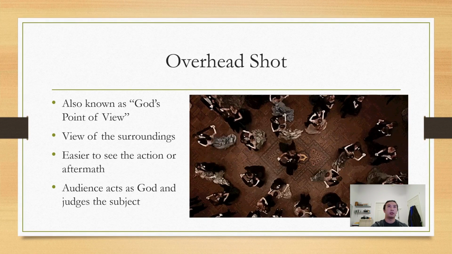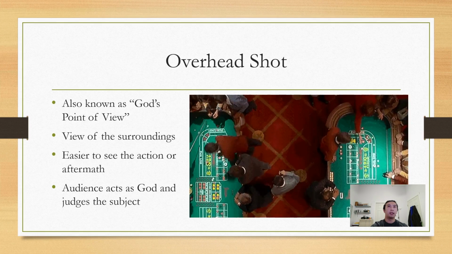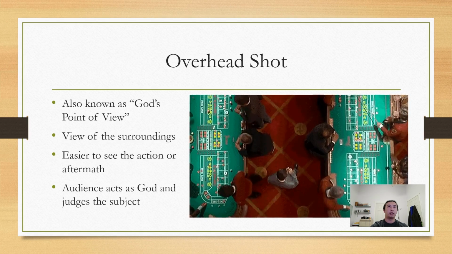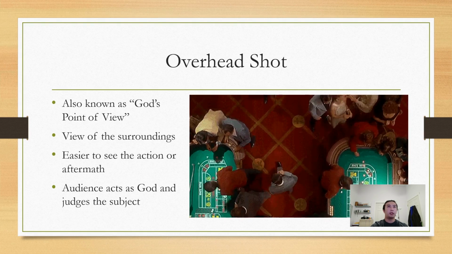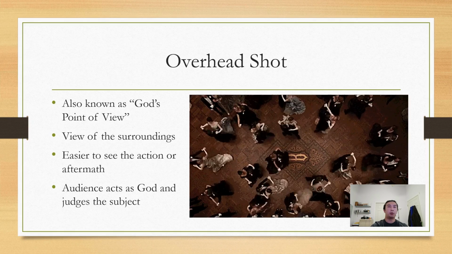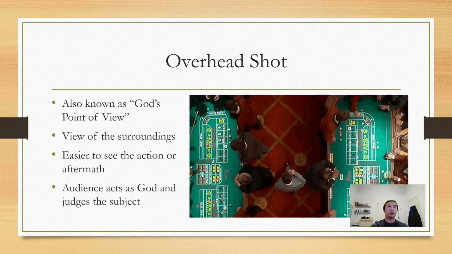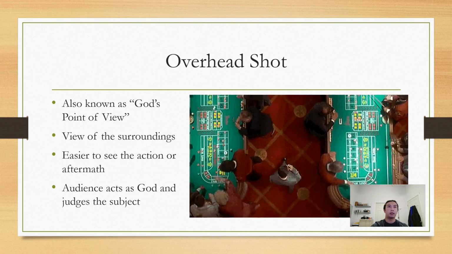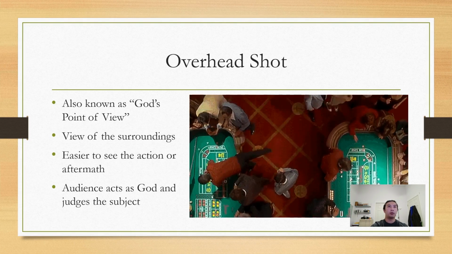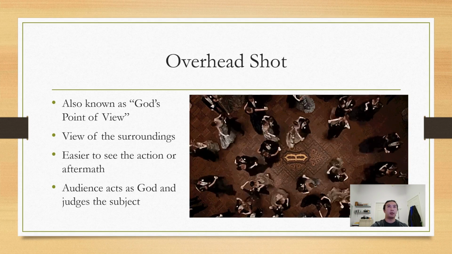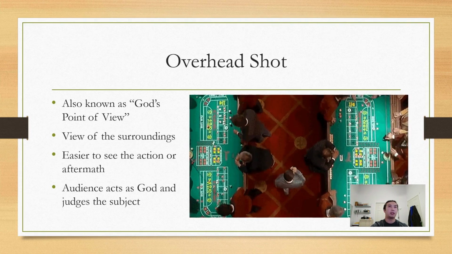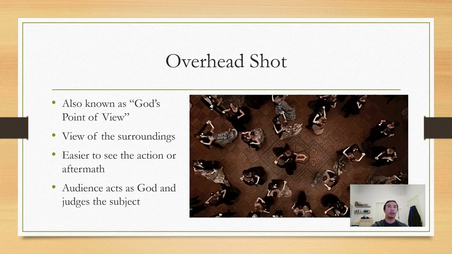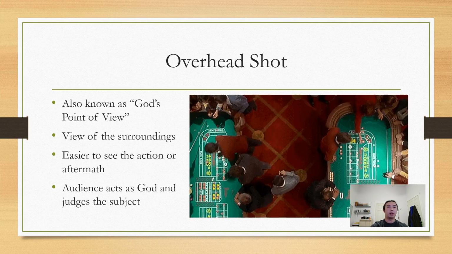Another camera angle Martin Scorsese frequently uses in his films is the overhead shot. This type of shot is a high angle shot above the subject. The overhead shot is sometimes dubbed the God's point of view shot because the audience is able to see all the action, the aftermath, and the surroundings of the subject. Further, the God's point of view shot puts the audience in a moment of judgment. They are able to pass their judgment on the subject. This is one of the highlights of Taxi Driver, 1976, directed by Martin Scorsese.